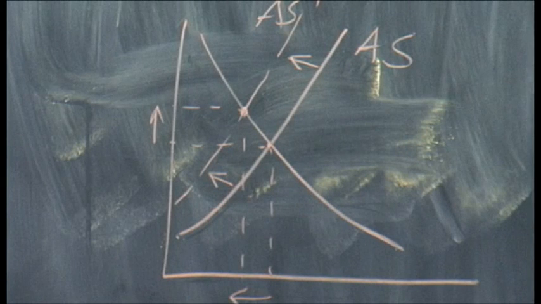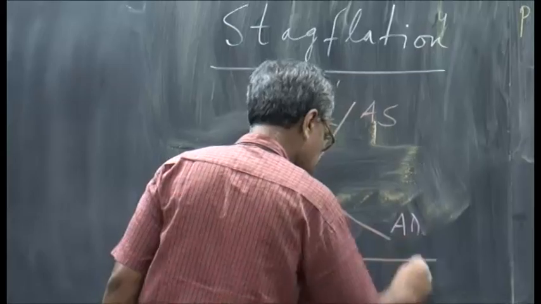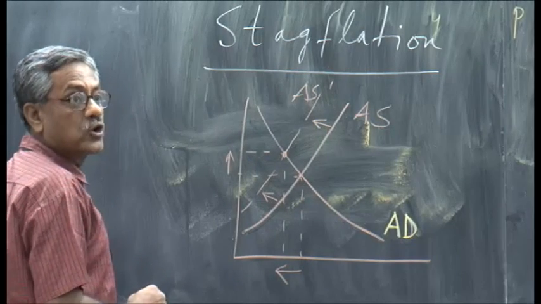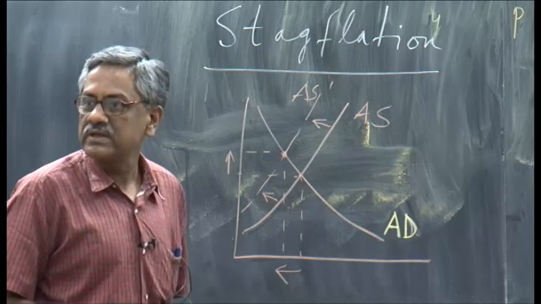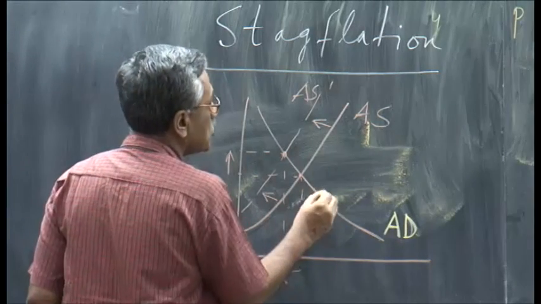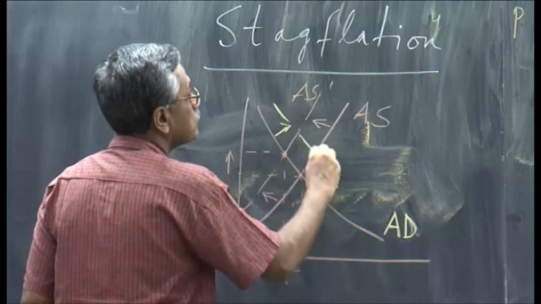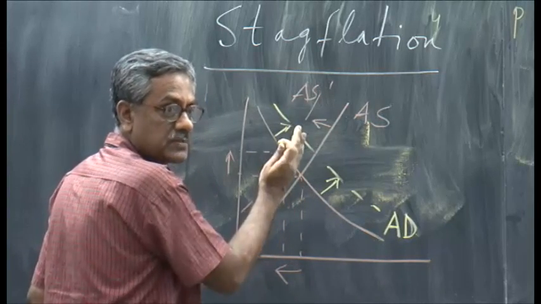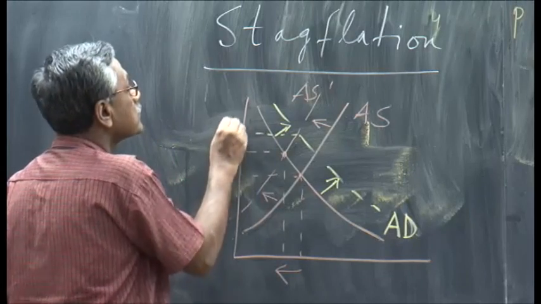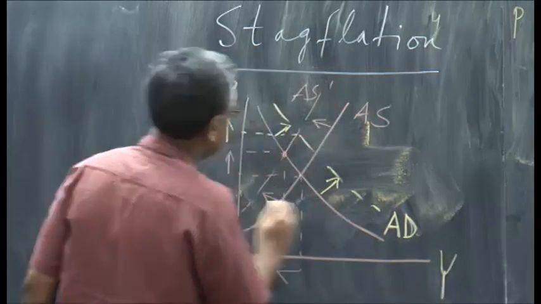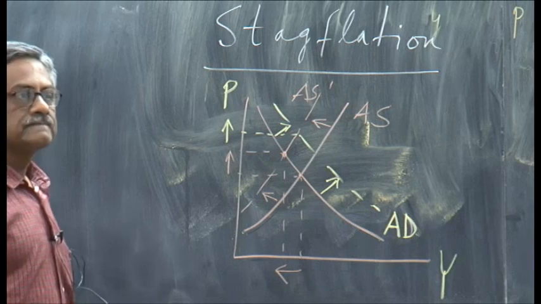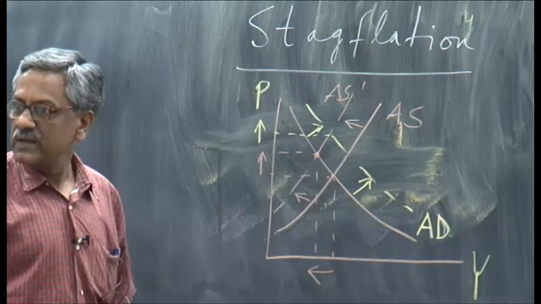Now, government says, okay, we are going to use Keynesian policy. This is aggregate demand. Say we are going to use demand management policy to counter that. Will it be able to counter that? Demand management policy will shift the demand curve outwards. Output will increase some, depending upon the slope of the supply curve, but prices would increase further. Do you see that? So it's not solving the problem.